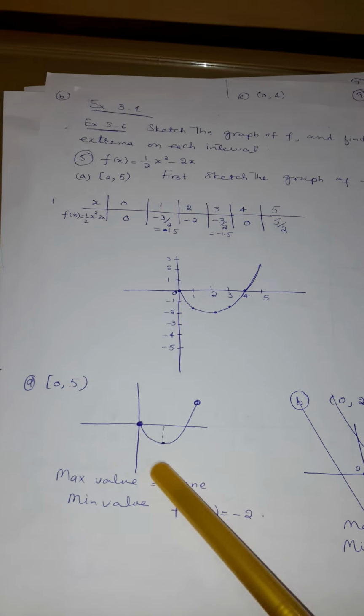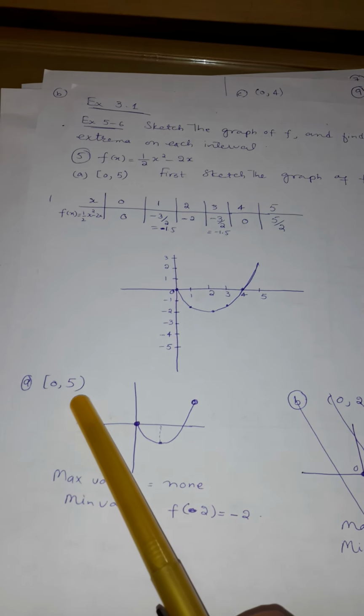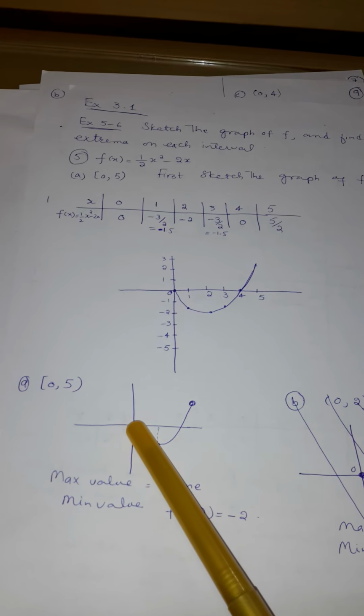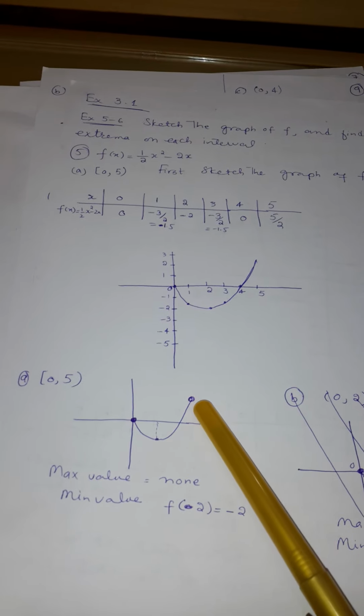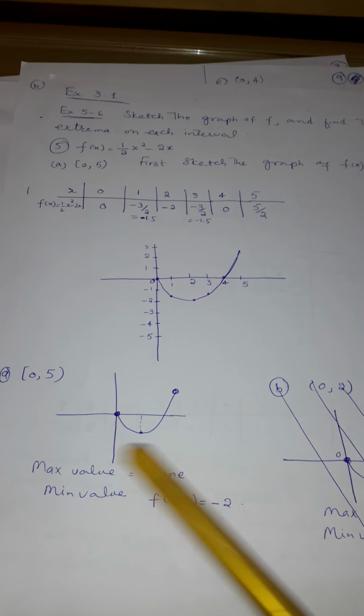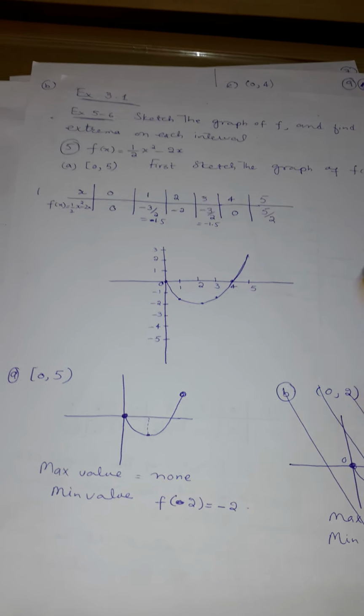Now the first one is the interval 0, 5. It is a half open, half closed interval. At point 0 it is closed, but at point 5 it is open. Now the maximum value is none and the minimum value is at point 2, which is minus 2.